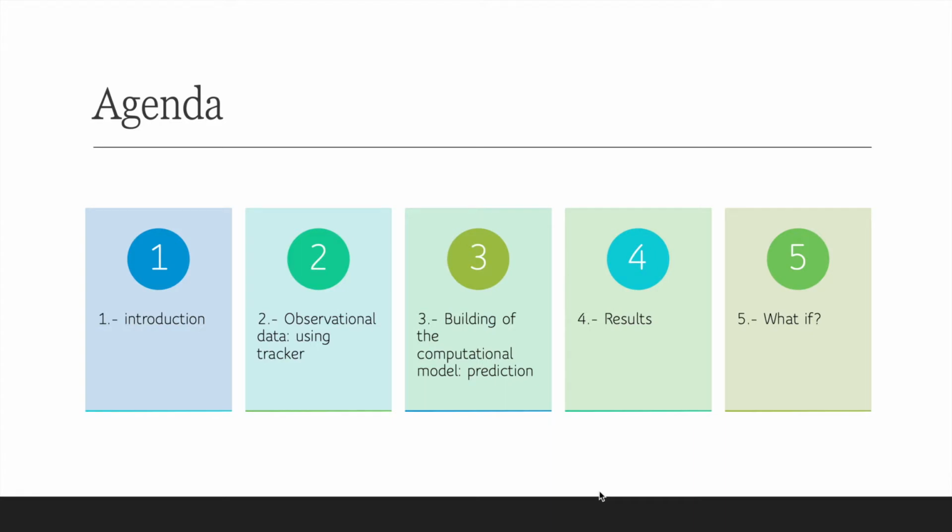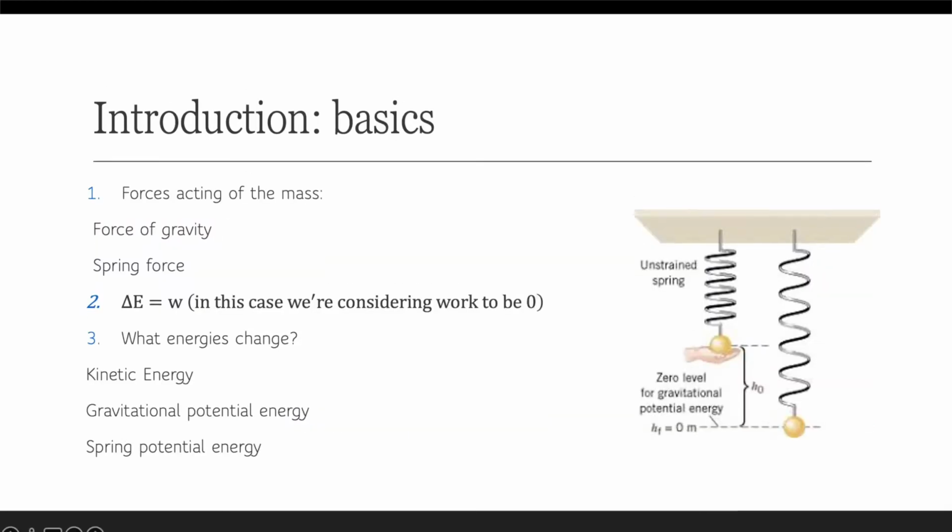A little agenda for this experiment: first I'm going to do a brief introduction of important concepts, then I'm going to look at the observational data, which we got using Tracker, and as a third step, we will be building the computational model prediction. We'll be looking at our code, how we set it up to predict this motion we got from Tracker, and at the end, we will look at the results we got from our model and a little section called What If, where we'll look over what happens if we change some variables in our experiment.